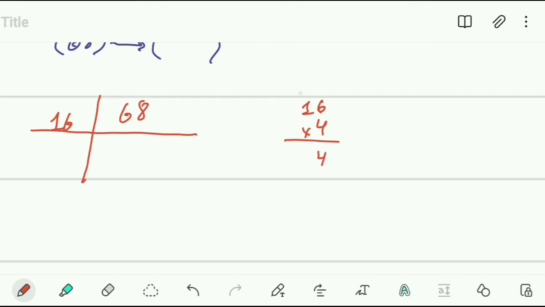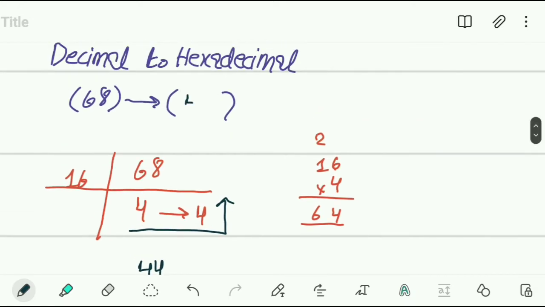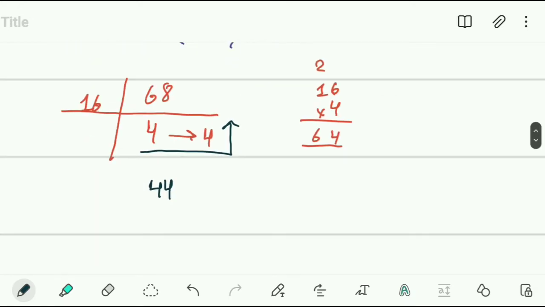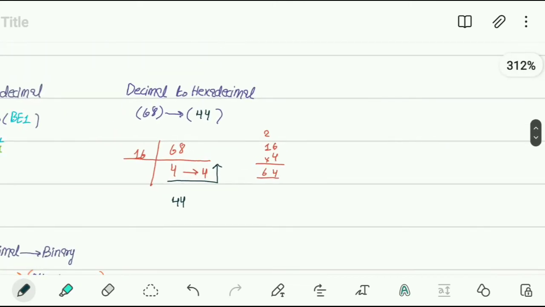16 times 4 is 64, 4 ones are 4, so it's going to be, something's not right. Actually, sorry, 6 4s are 24, and 4 ones are 4, 64. Okay, so if I put 4, then the remainder would be 4, and that's why we got 44 as a hexadecimal. So this is the answer. This is 44. Okay, it's the conversion between decimal to hexadecimal.